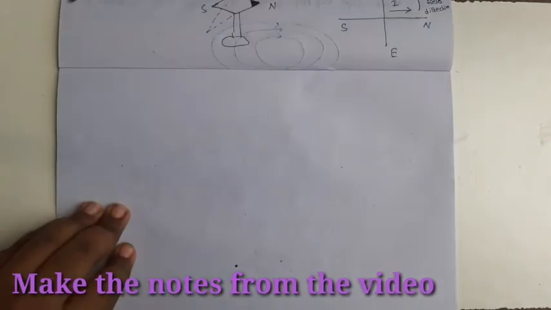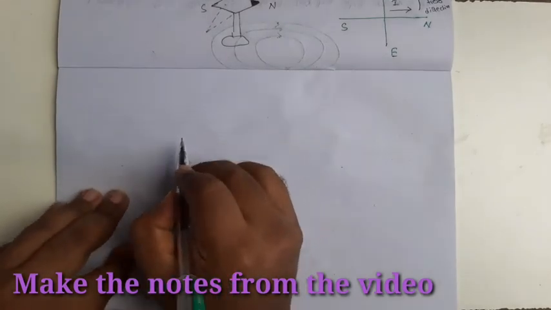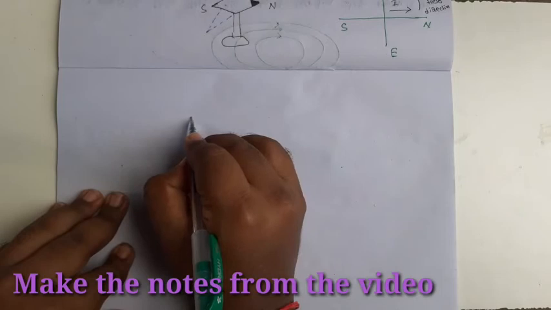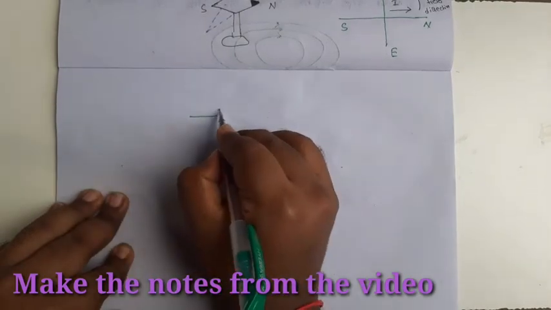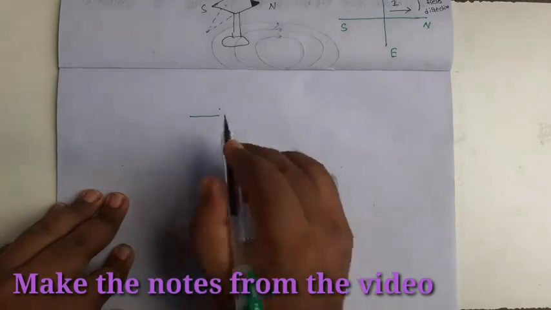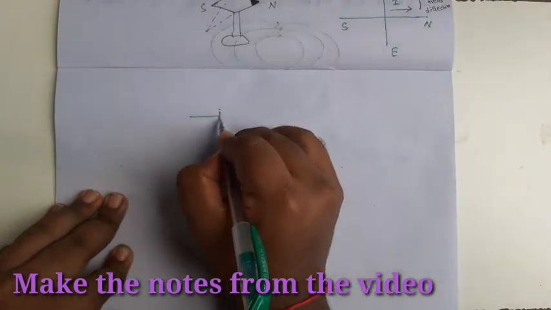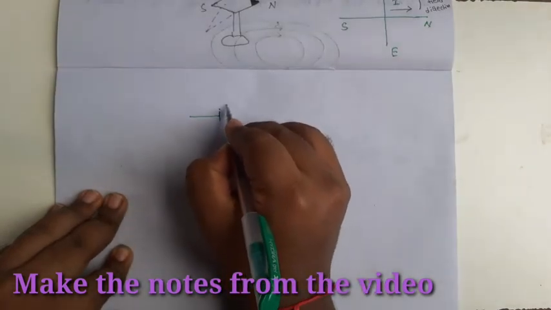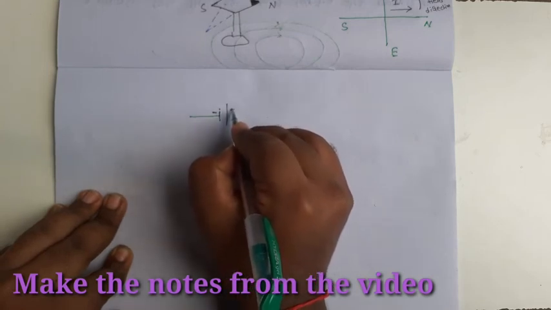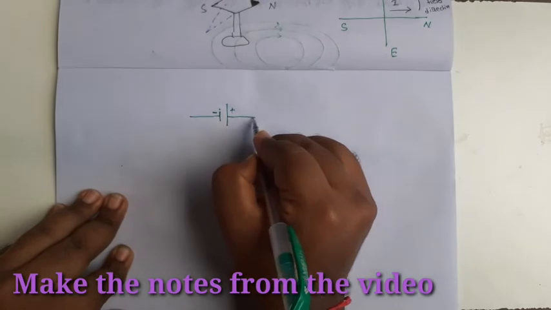Second observation: same electric circuit, but the direction of the current is reversed. How do we change the direction of the current? With the help of the battery. So the battery connection is reversed. So this is the negative, this is the positive.